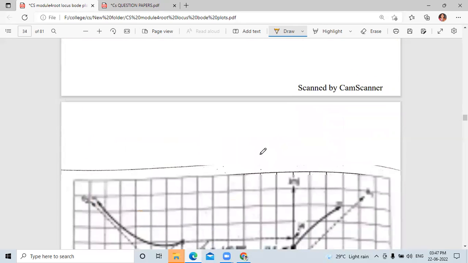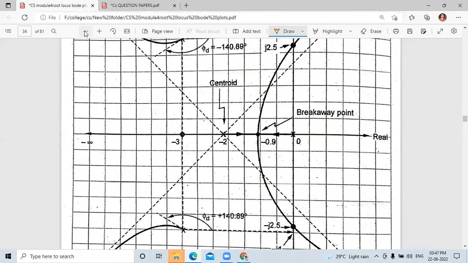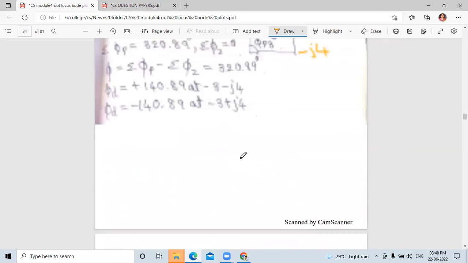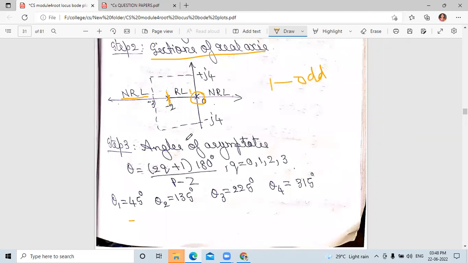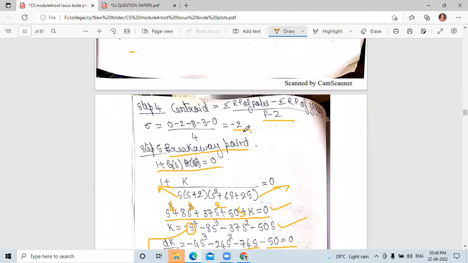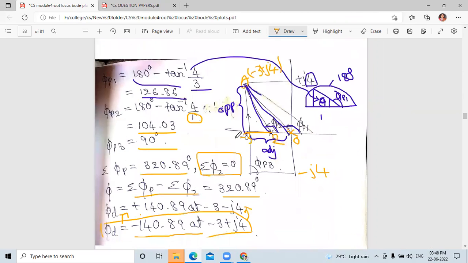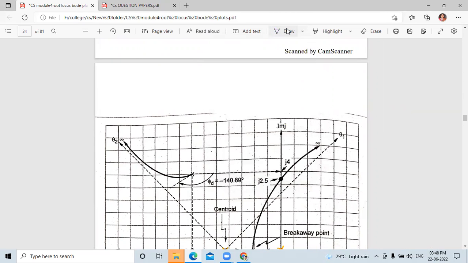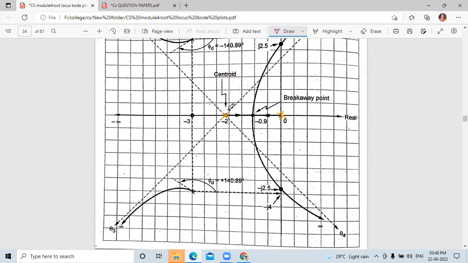Now we shall draw the graph. First we need to mark the poles, that is 0 and minus 2. Next is the centroid point, which is minus 2. So this is the centroid point, you can observe.